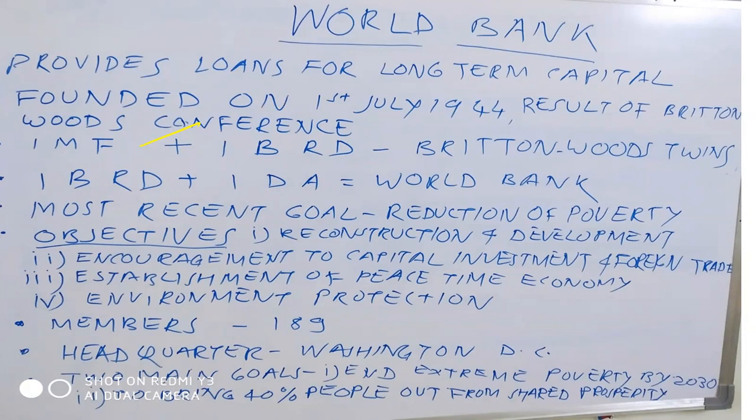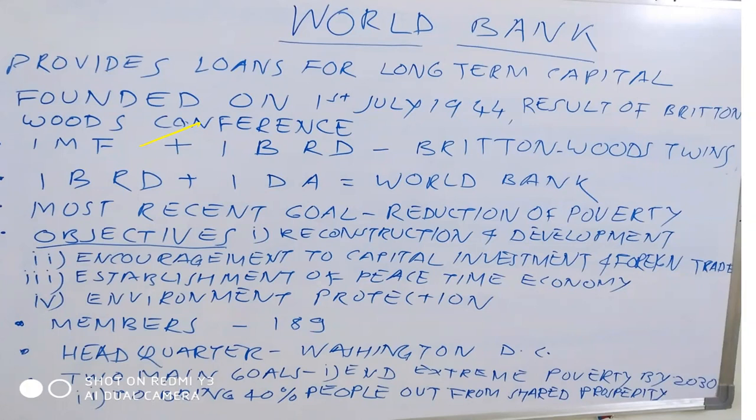Then we have, what are the objectives? The first one is reconstruction and development. Second one is encouragement to capital investment and foreign trade. Then the third is establishing the peace rate economy. Fourth one is environmental protection.